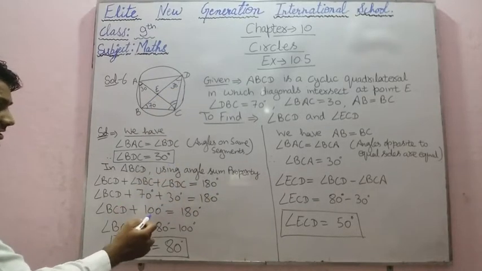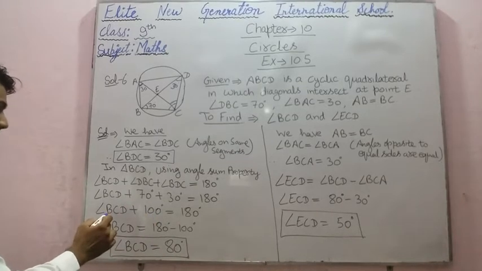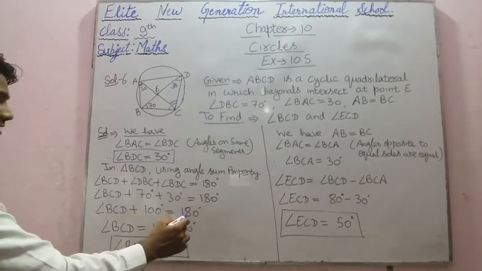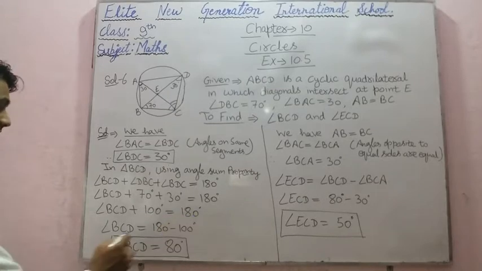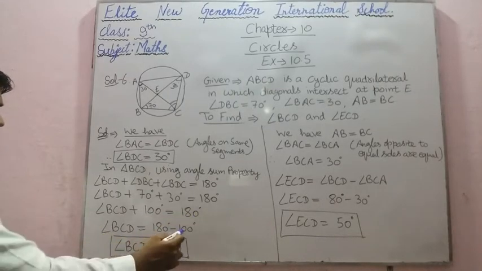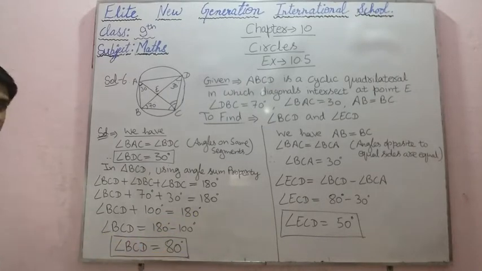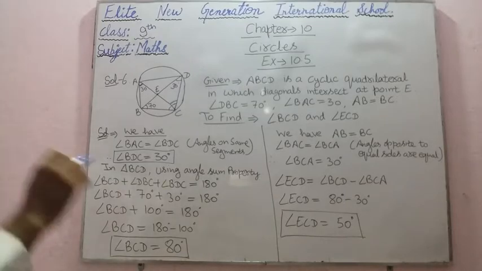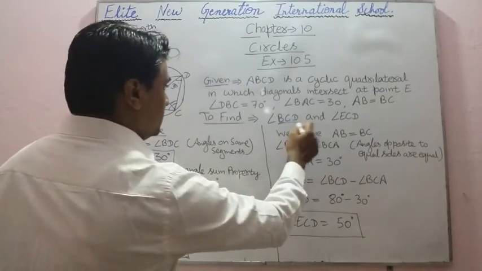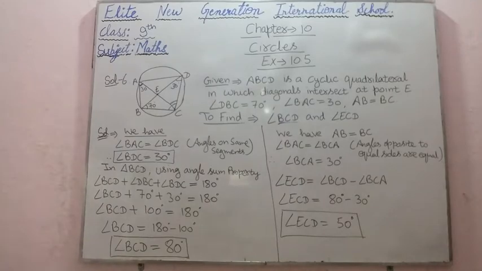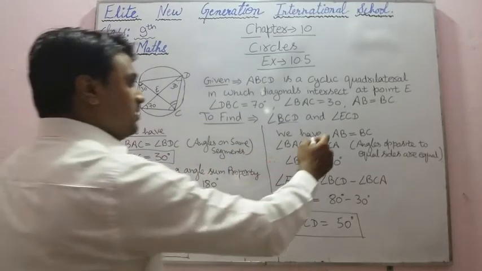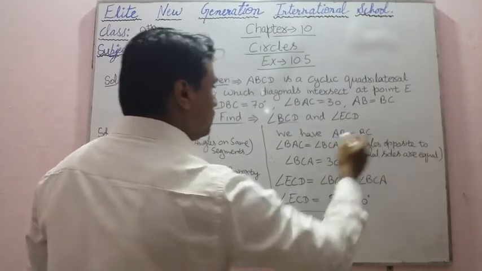Here 70 plus 30 will be 100, so angle BCD will be equal to 180 minus 100. So angle BCD equals 180 minus 100, angle BCD will be equal to 80 degrees. So we can say that angle BCD equals 80 degrees. Now after this we are given that AB equals BC.